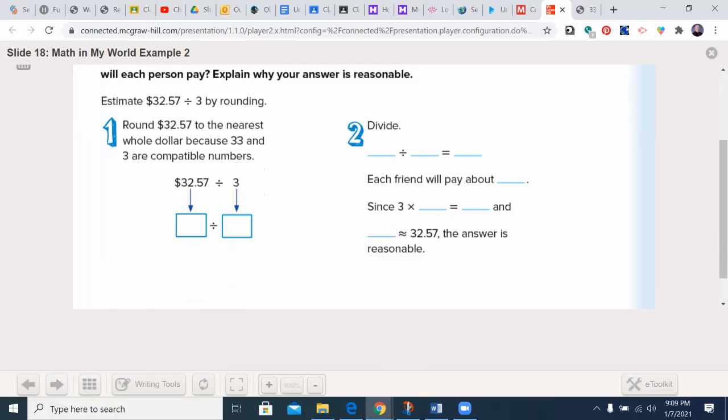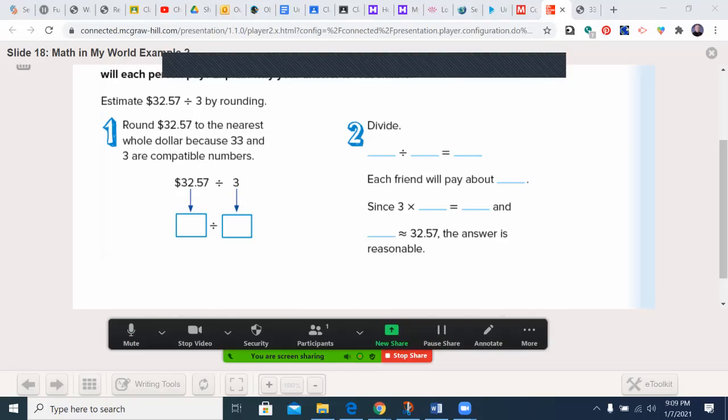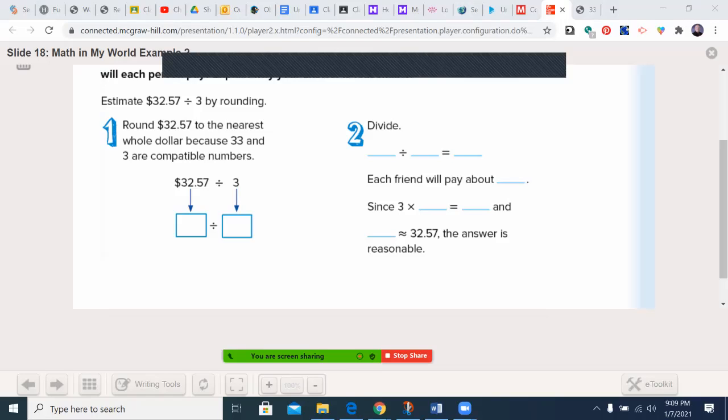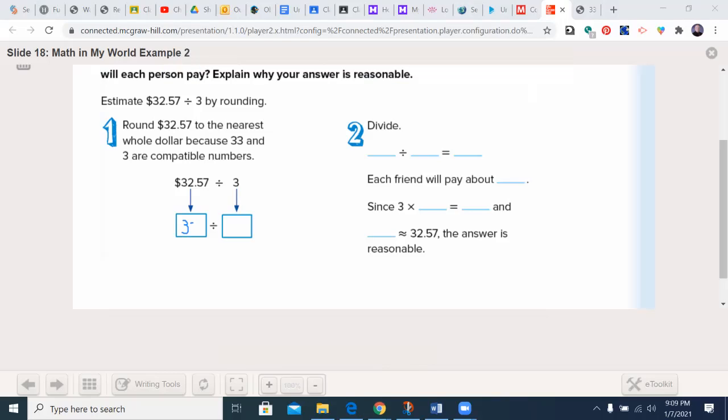So we want to round 32.57 to the nearest whole because 33 and 3 are compatible numbers. So we didn't have to worry about jumping down to 30, although that would have worked as well. But this is closer to 33, a multiple of 3, so that works. So I'm going to go with 33. Make sure you're writing that in this box as we go as well.